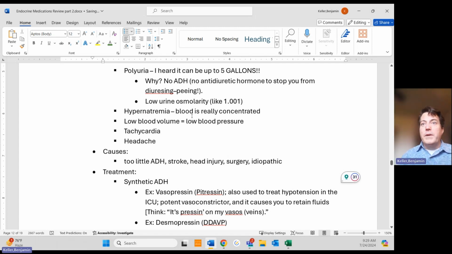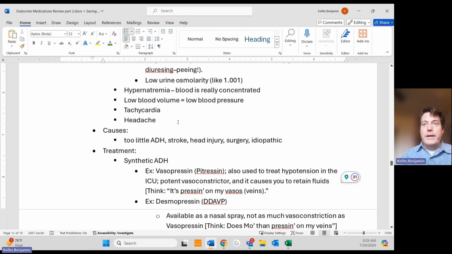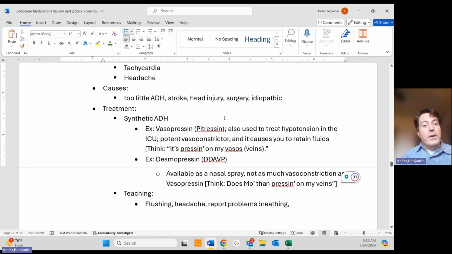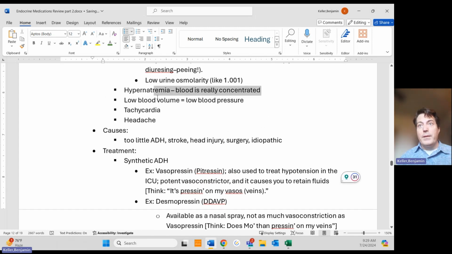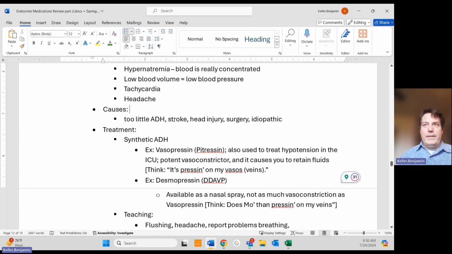Low blood volume, they're going to have low blood pressure, tachycardia, headache. And so we also got to worry about some neuro issues here because of the changes in things like hypernatremia. The blood has got a lot of salt in it because it's really concentrated. And so we're going to worry about things like stroke or head injury or idiopathic causes like that.